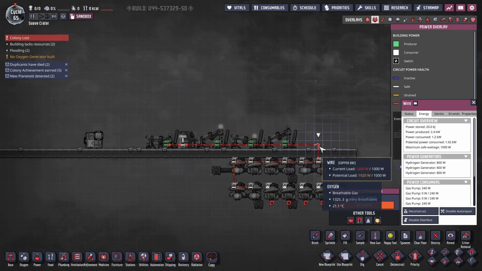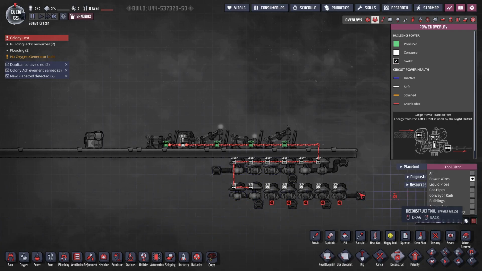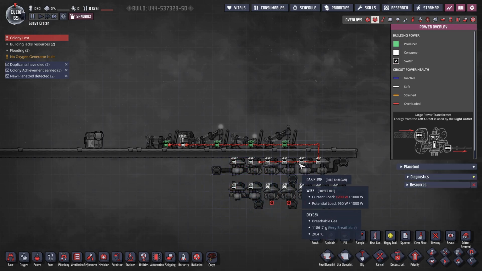If we wanted to avoid damage to this wire, we would need to have machines connected to it that will never need more than 1000 watt. So we can either remove the current machines, or we need to use another type of wire in order to run all these machines on the same network. So here, if I remove some machines from that network, which is what I'm going to do now, we can see that the potential load has decreased.